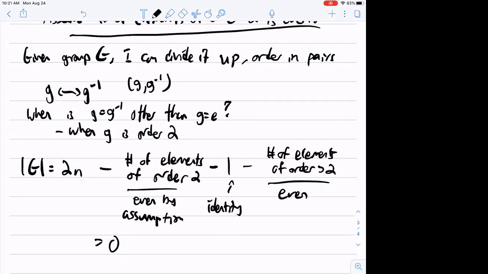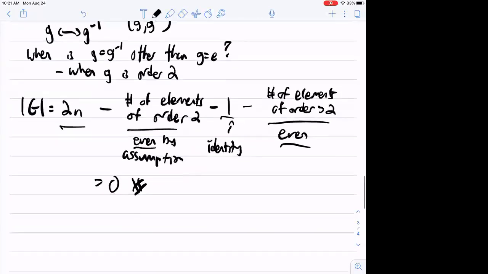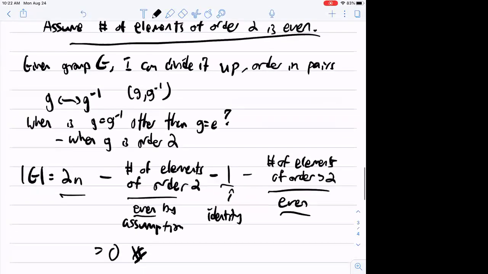But this is a problem, right? Because 0 is not odd. This is even, this is even, this is even, this is odd. Even minus odd is odd, and so it can't be 0. So we have a problem, right? So contradiction. So the number of elements of order 2 is odd.